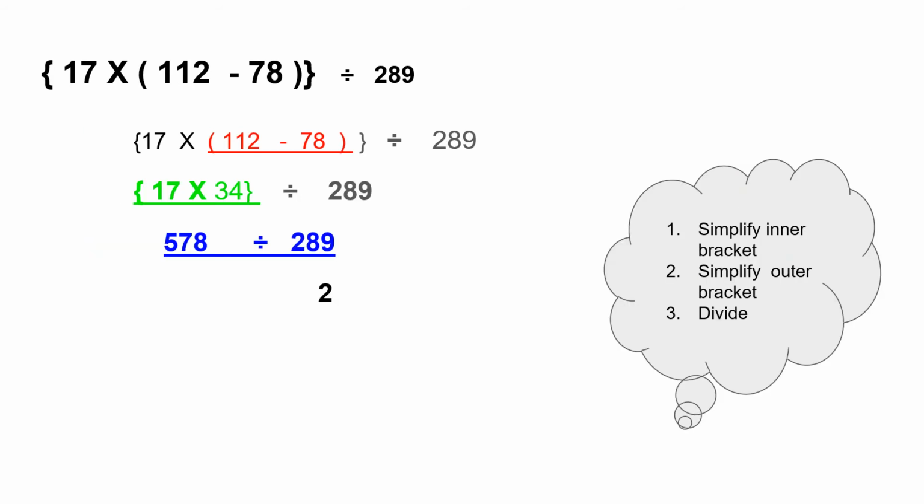Now children, in this question you can see two brackets, round bracket and curly bracket. According to the rule, first of all we will solve the round bracket and then curly bracket. Okay, now subtract 112 minus 78. Answer is 34. 17 multiplied by 34. Put the curly bracket. Do the multiplication and remove the curly bracket. Answer is 578 divided by 289 and the answer is 2.